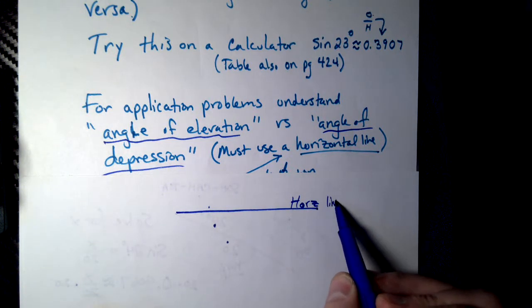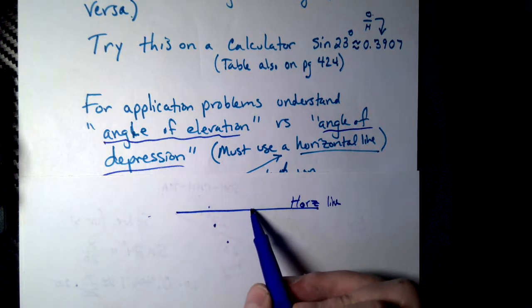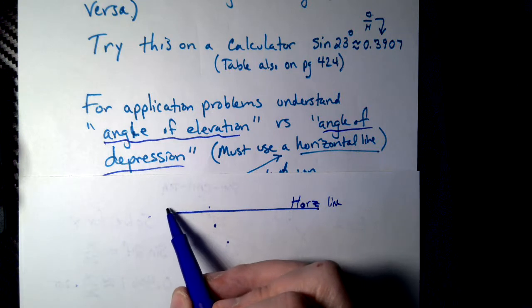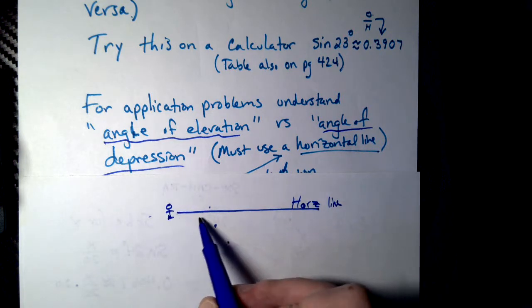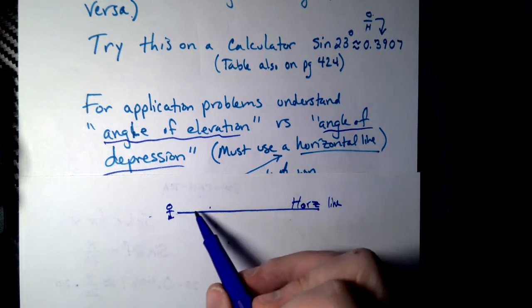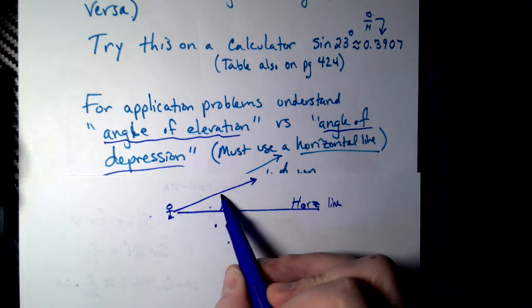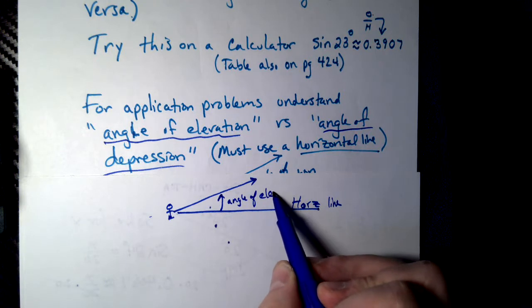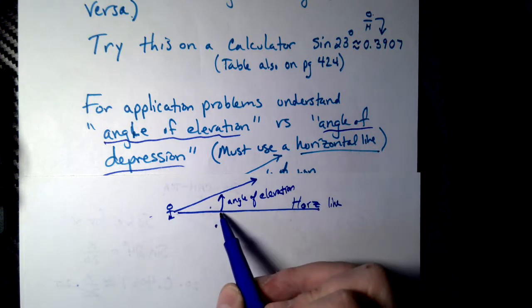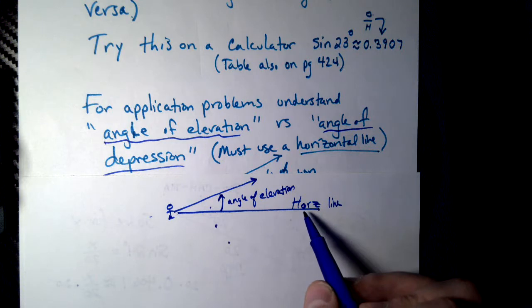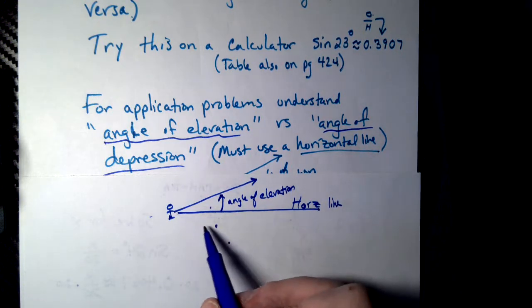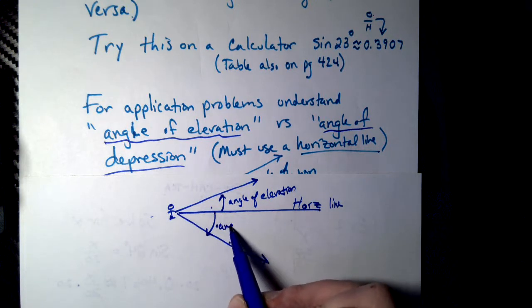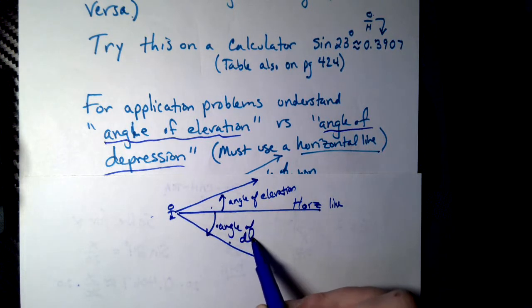Horizontal line. Let's say it's a sidewalk, and then you're looking up at a balloon in the sky. All right, or you're on top of a building, and you tilt your head down to look at something down on the ground. If you're looking up, they'll call that an angle of elevation. Horizontal line and up. Always horizontal line. Or horizontal line and looking down, that's an angle of depression.